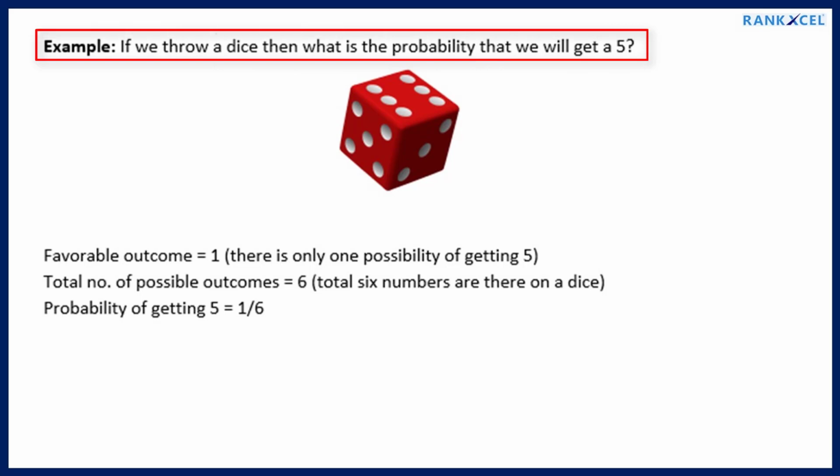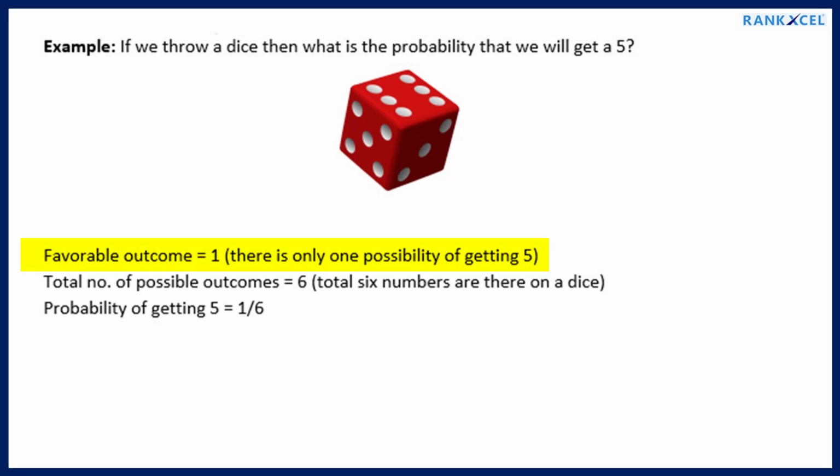Example, if we throw a dice, then what is the probability that we will get a 5? Favorable outcome equals 1, there is only one possibility of getting 5. Total number of possible outcomes equals 6, total 6 numbers are there on a dice. Probability of getting 5 equals 1 by 6.